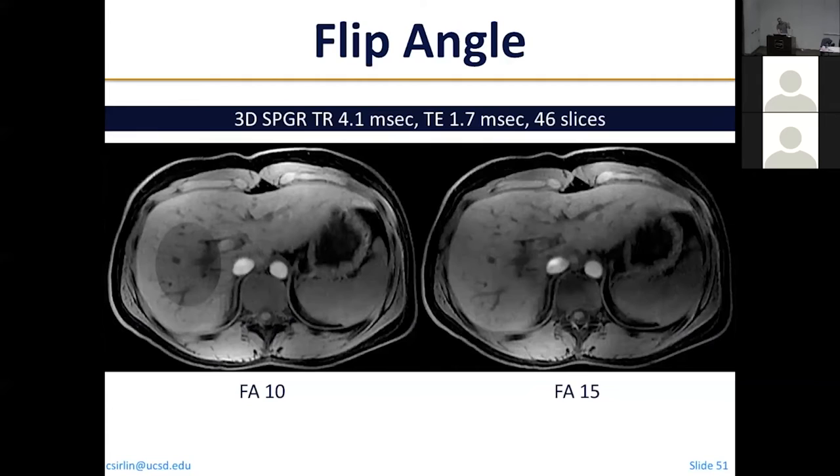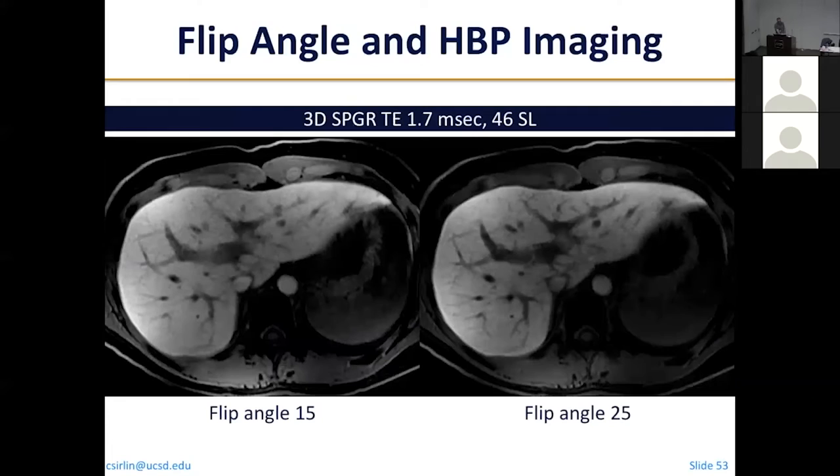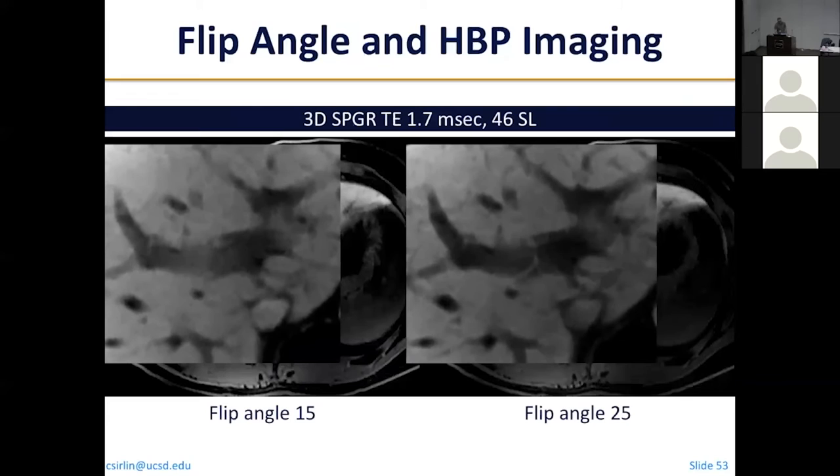Now, this is yet one more example of T1 weighting. Here we have two images with an agent, gadoxetate, that gets into the bile ducts, flip angle 15 versus flip angle 25. I hope you can appreciate that with a flip angle of 25, the liver is just a little bit darker here than here.